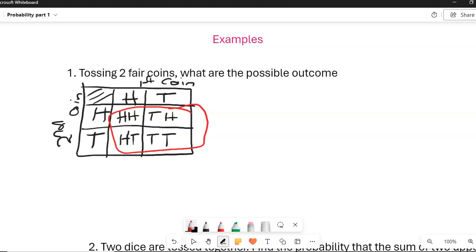When we toss two fair coins once, if a person is interested in the probability of getting 2 heads, that is head and head, we have one case here, so it is 1 out of the 4 outcomes. It is a quarter, because we have head and head only once.